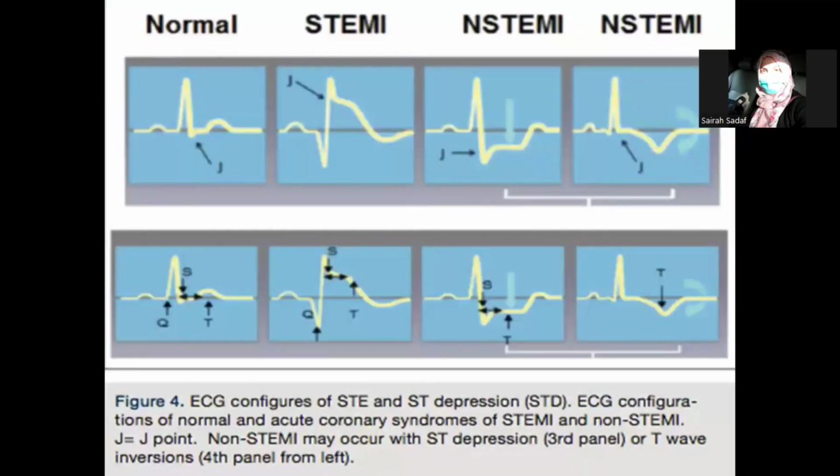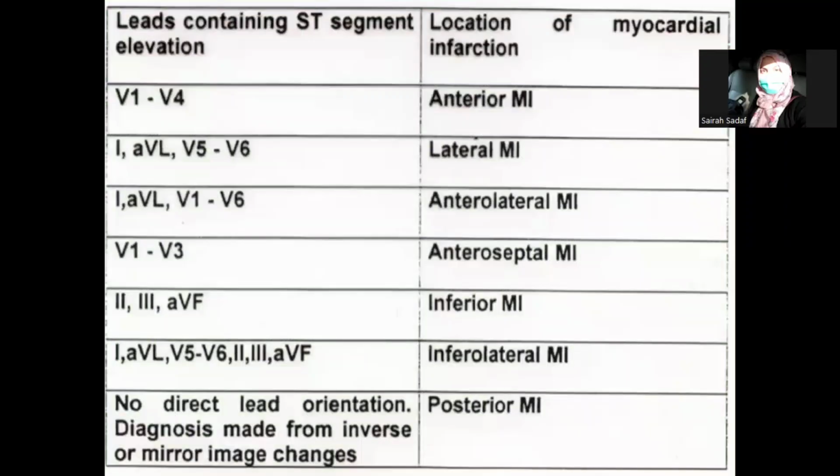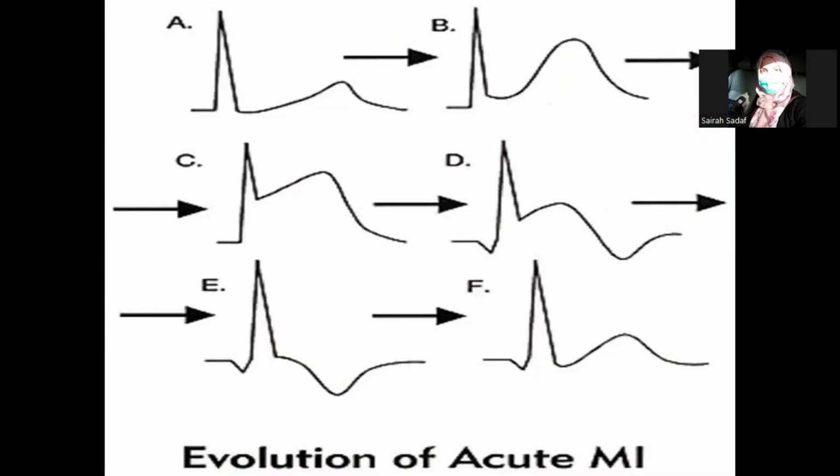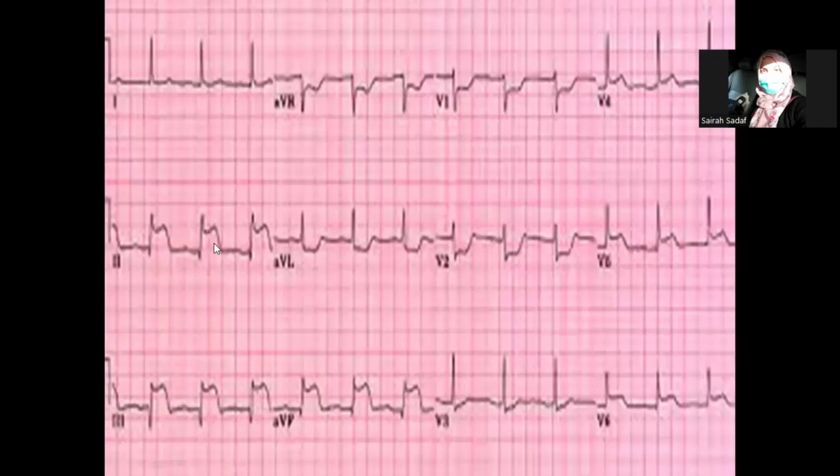Okay, this is again different shapes of ischemia. I'm not going into the detail. The most important thing was this. You should know that ischemia or elevation in which lead means which wall of the heart is involved. Now here I have some ECGs, and you will tell me which wall of the heart is involved. And with that, our session will end.